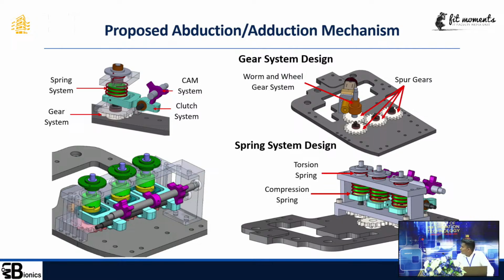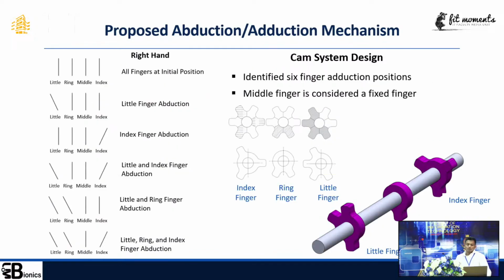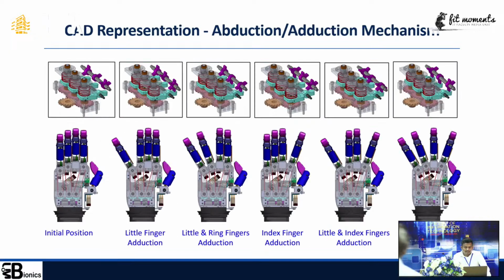There are 3 cam parts, and when a particular cam part activates on the clutch system, clutches can engage, and with that engagement, fingers can move to the adduction position. So this is the proposed abduction and adduction mechanism and the cam system design. 6 finger adduction positions are identified. Using those 6 adduction positions, I generated 3 cam parts. Using those cam parts, I developed a camshaft for the mechanism.